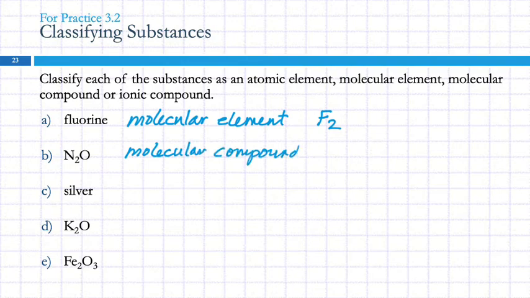What about silver? That's an atomic element. So silver is one of the elements on the periodic table, and it's not in the group of 7. So it's an atomic element. Did you see what I did there? Atomic silver. Atomic element. Oh my word. So its symbol would be Ag.